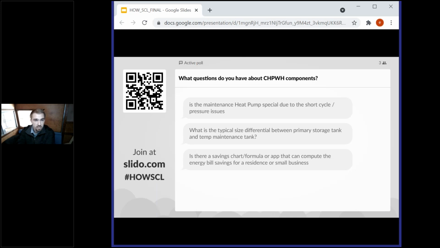Is there a savings chart / formula or app that can compute the energy bill savings for a resident or small business? I don't have one off the top of my head. That's probably something we can get back with. I dive really deeply into the actual design configurations, but the budget numbers are a little bit out of my playing field, so that's something we could get back with, I'm sure.